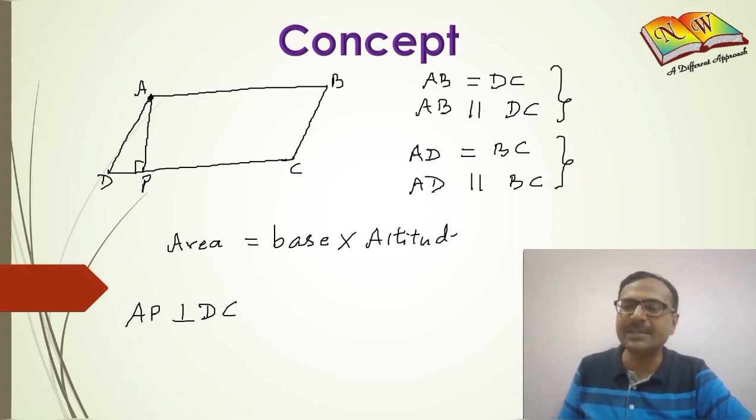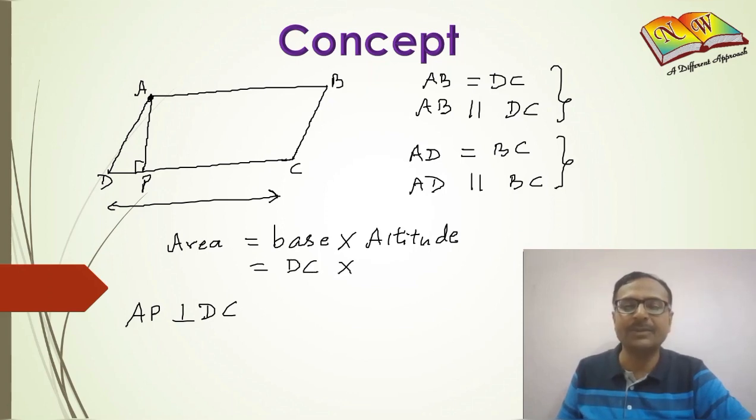So what is the base in the figure? The base in this case is the side DC on which you have drawn the altitude. So the length of DC multiplied by the length of the altitude AP will give you the area of this parallelogram. This is the concept of a parallelogram and its area.